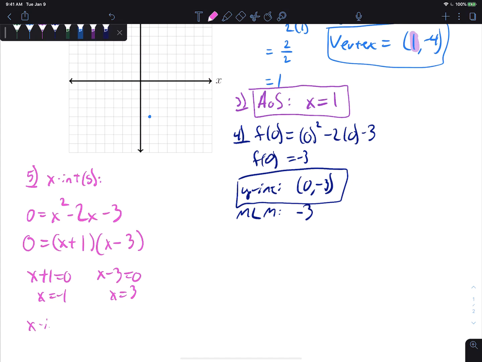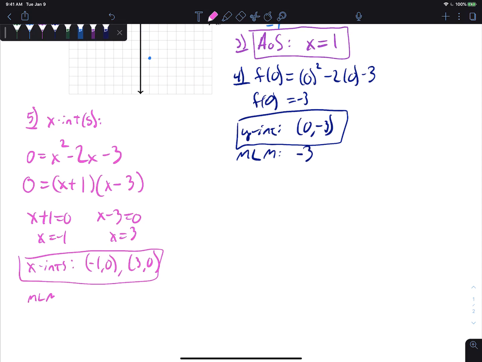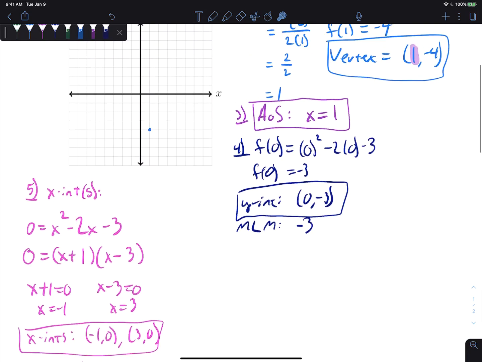So the x-intercepts are the coordinates negative 1, 0 and 3, 0. And again, in MyLab Math, I believe it's going to want just negative 1 and 3 without parentheses or anything like that because these are not technically coordinates. The coordinates are negative 1, 0 and 3, 0. Good deal.